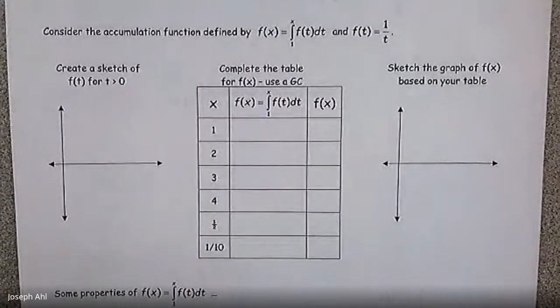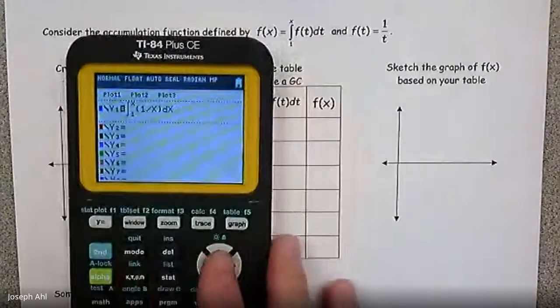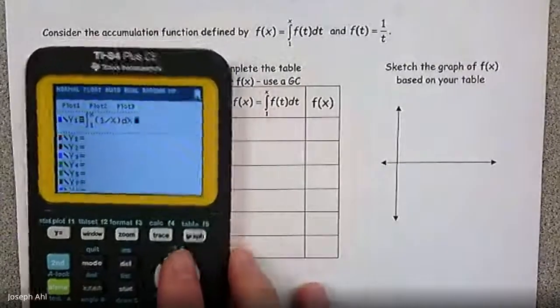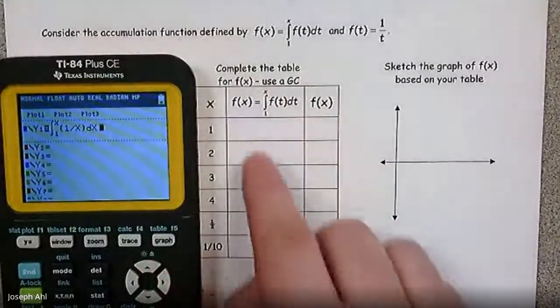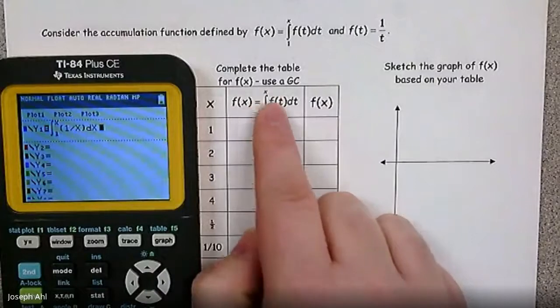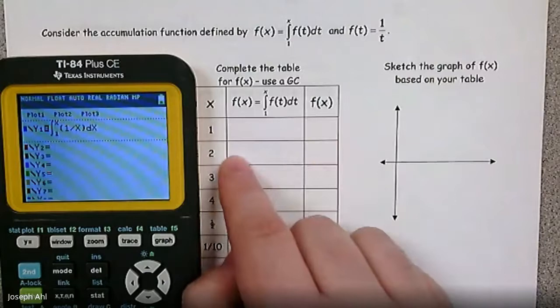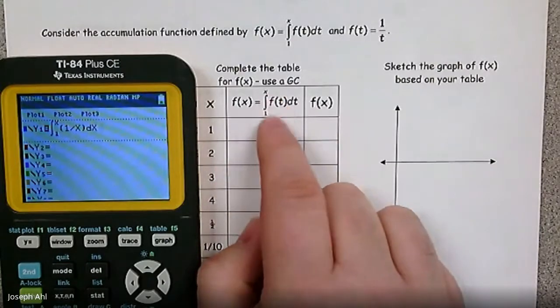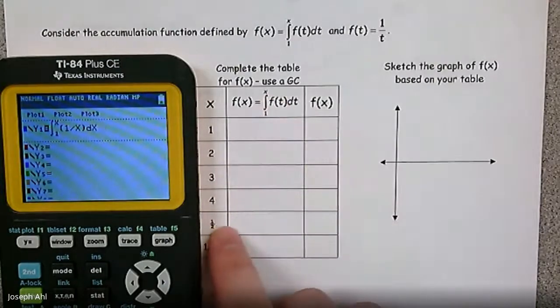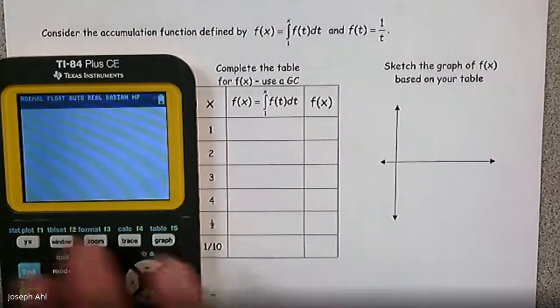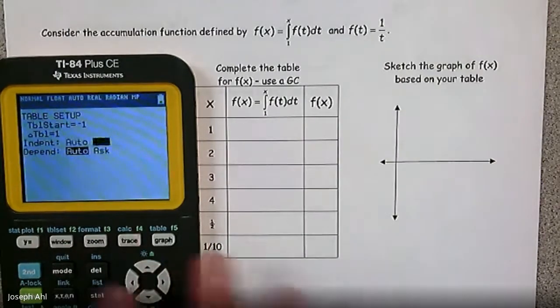It says use a graphing calculator. So if you go to y equals on your calculator, type in your accumulation function here. And then to fill in the table, when x is 1, you're finding the integral from 1 to 1 of f of t dt, which you probably already know what that is. But then I want to go from 1 to 2 and 1 to 3 and 1 to 4. And then we're going to go backwards from 1 to 1/2 and 1 to 1/10. But set your table setup to ask.